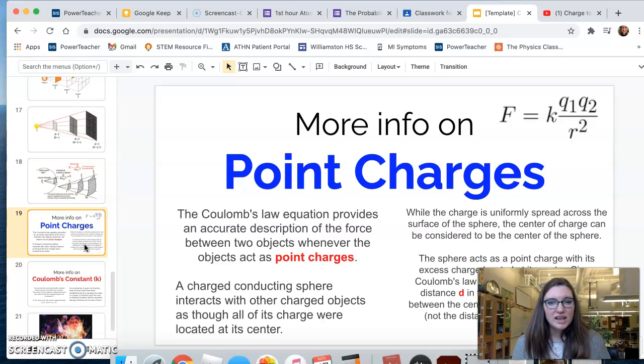So point charges, basically this is some information to talk about what these things are. A sphere acts as a point charge with its excess charge located at its center. So if you're looking at the charge on one atom, that charge comes from the very center of it and goes outward. As opposed to, for instance, parallel plate capacitors, which have a uniform electric field that's more like positive, negative, straight down. Point charges are more like circular points.